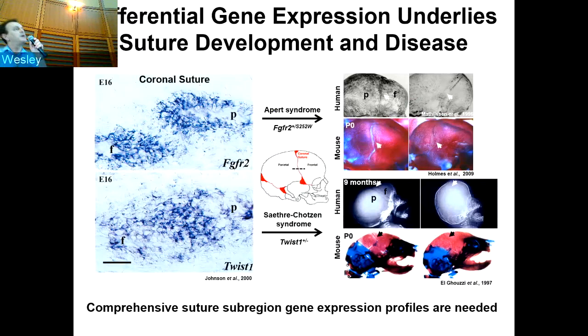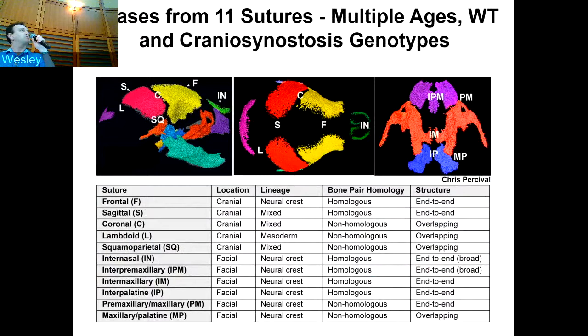But our knowledge of gene expression in the sutures is actually fairly limited. To understand normal suture function, let alone abnormal suture function in disease, we need comprehensive knowledge of gene expression. That's what the Transcriptome Atlas project aims to rectify. We're building our atlases from 11 sutures, for multiple ages, wild type and craniosynostosis genotypes. The sutures are summarized up here.